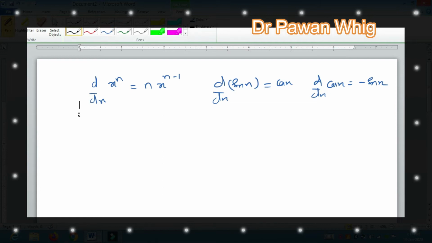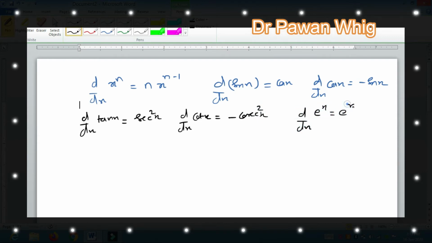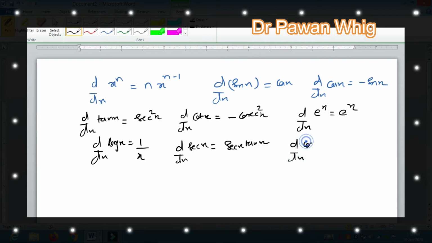Similarly, d by dx of tan x is equal to secant square x, d by dx of cot x is equal to minus cosecant square x, d by dx of e raised to power x is e raised to power x, d by dx of log x is nothing but 1 by x. Similarly, d by dx of sec x is sec x tan x. Similarly, d by dx of cosec x is equal to minus cosec x cot x. This we already learned in the last class.